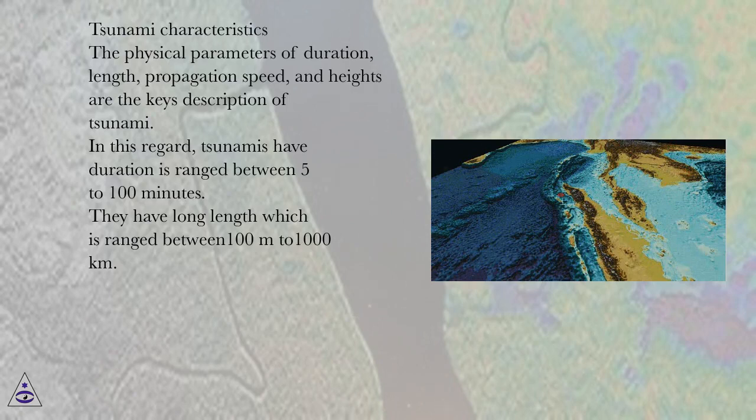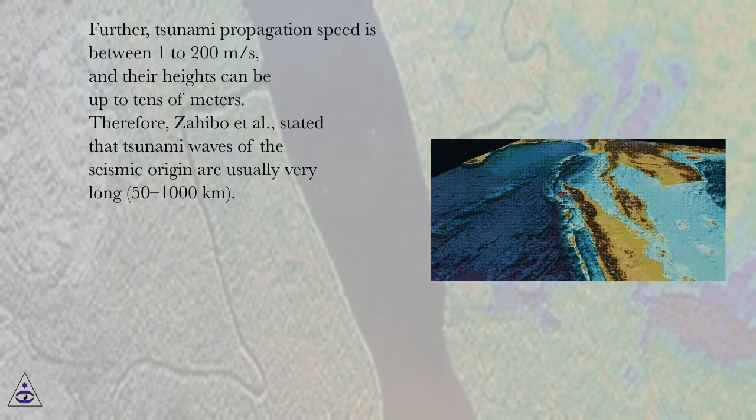Tsunami characteristics. The physical parameters of duration, length, propagation speed, and heights are the key descriptions of a tsunami. In this regard, tsunamis have a duration ranging between 5 and 100 minutes. They have a long length, ranging between 100 m and 1000 km. Further, tsunami propagation speed is between 1 and 200 meters per second, and their heights can be up to tens of meters.